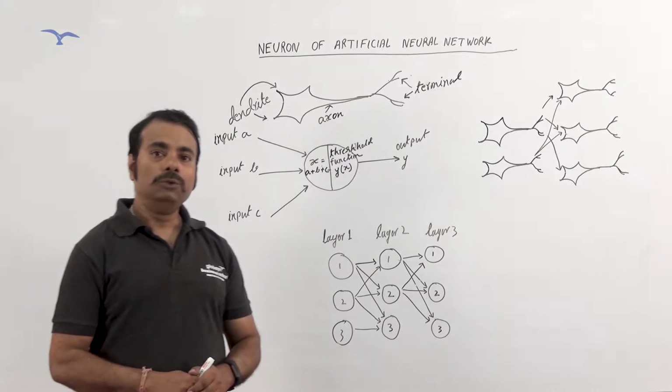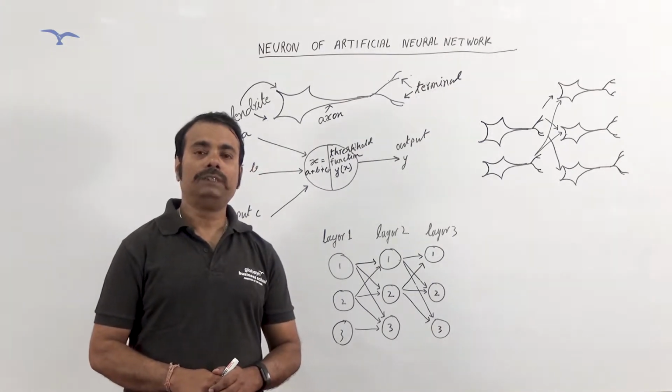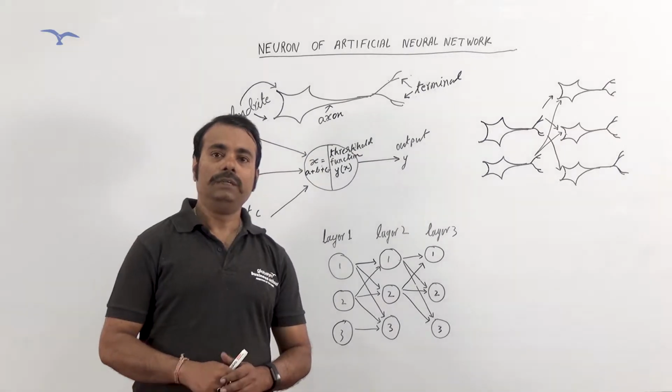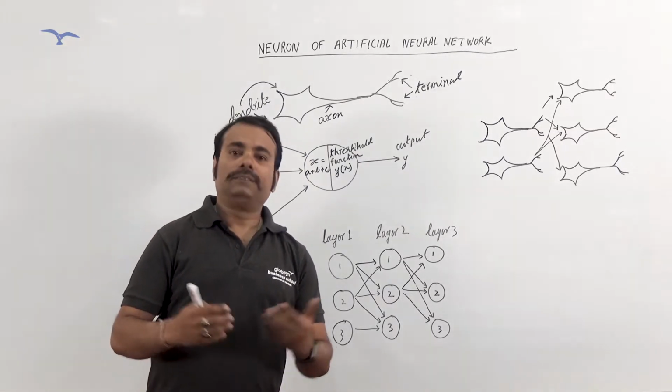Today I am going to talk about neurons, which is the basic building block of artificial neural network that's a part of deep learning. Let's start.